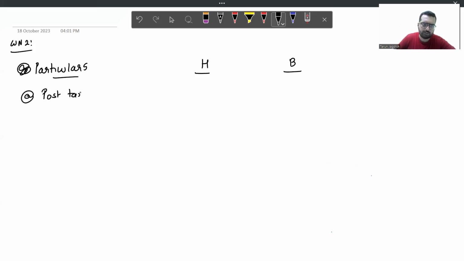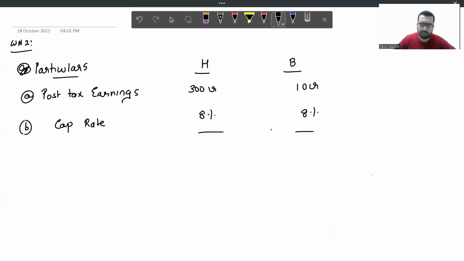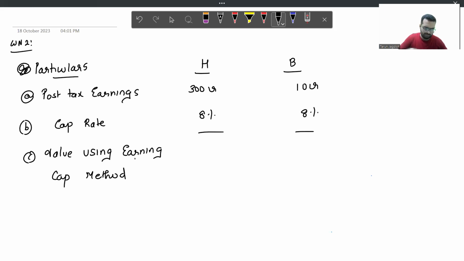Okay. So post-tax earnings. What is the earnings of the first one? 300 crore. And the second one is how much? 10 crore. Have they given the capitalization rate? Capitalization rate is given as 8%. From this, can I find out the value using earnings capitalization method? So that will be 300 crore divided by 8%. 3750 crore. And here you will get the answer as 125 crore. All right. Perfect. Please write down this.